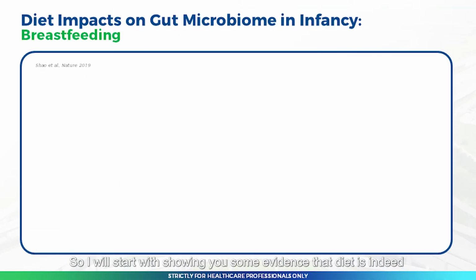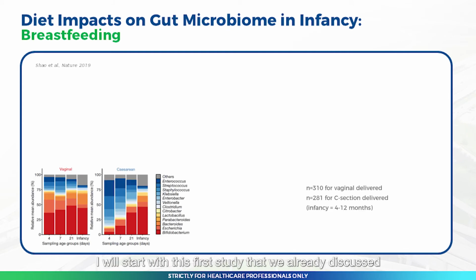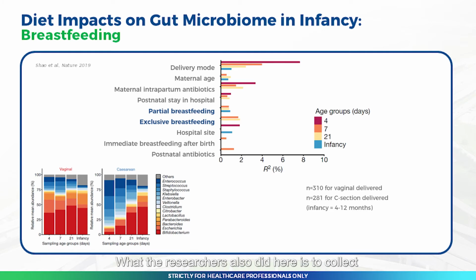So I will start with showing you some evidence that diet is indeed a good way to impact the gut microbiome development. And I will start with these first studies that we already discussed, looking at vaginally versus C-section born infants and how they differ in terms of microbiome composition. What the researchers also did here is to collect a certain number of metadata and information on those children and try to see how those information could be relevant in explaining the composition of their gut microbiome at 4 days, 7 days, 21 days, and then after 1 year old.